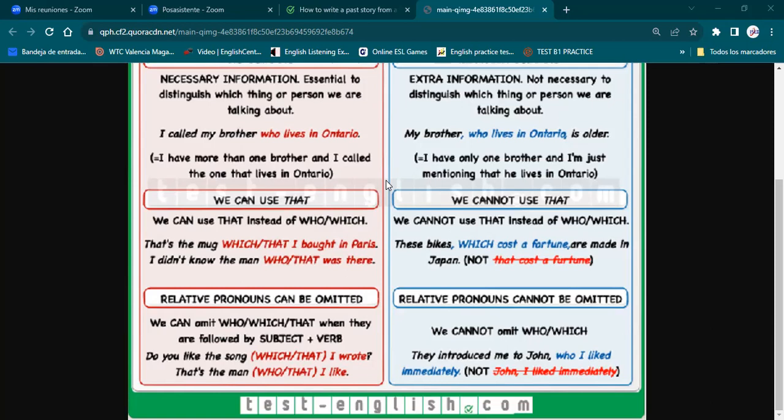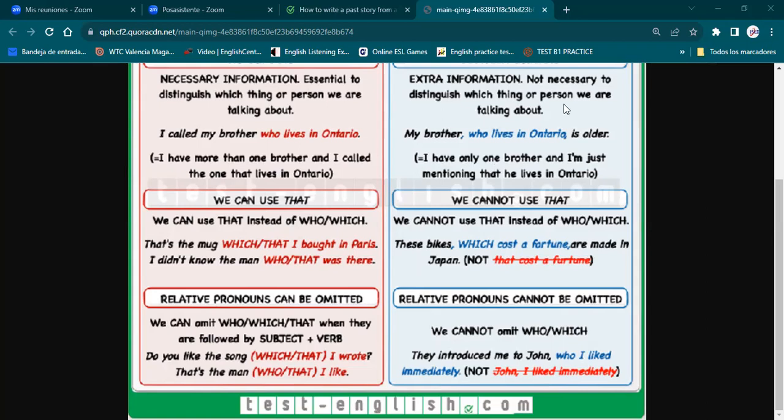Mr. Perez, who works at the office, is a lawyer. But if I say Mr. Perez is a lawyer, you can understand what person I'm talking about. So my brother, who lives in Ontario, is older means I have only one brother, and that information that he lives in Ontario is additional.